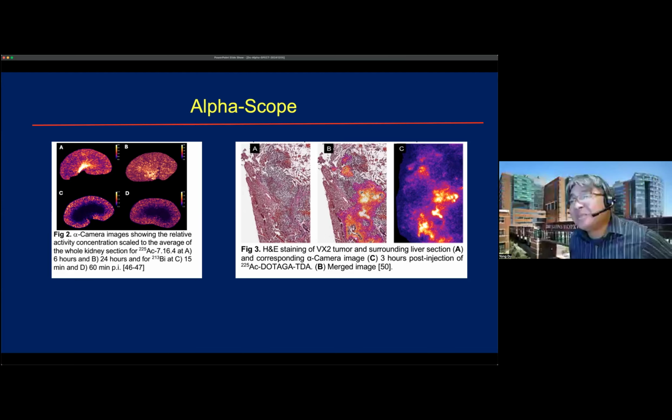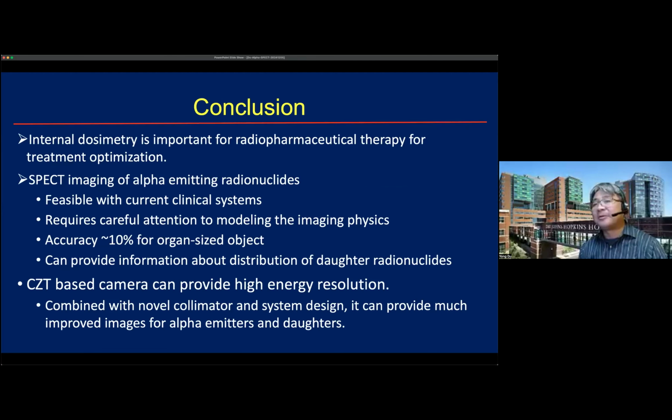So that's the next thing we will work on. A lot of interesting things are happening. In conclusion, dosimetry is very important for radiological therapy, especially for alpha therapies. Imaging alpha-emitters is very challenging, but it's doable if we have good quantitative reconstructions. For clinical systems, we can have accuracy to less than 10%. And we can also provide certain information about the distribution of daughters, such as actinium and bismuth.